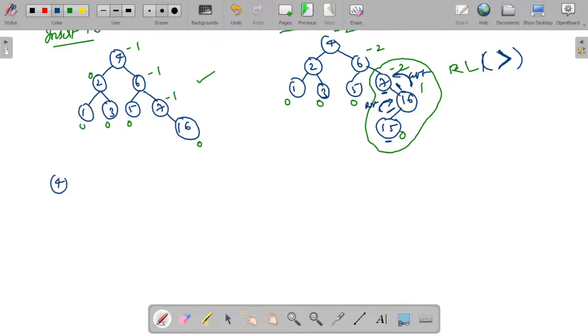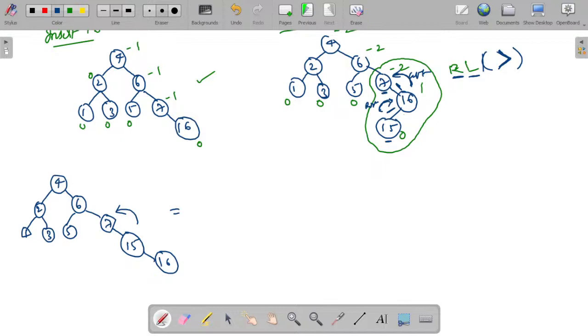So 4 stays as it is. 6 stays as it is. And here 7 also stays as it is, because in RL rotation, the first rotation, the right rotation, should be performed between the grandchild and the parent node. So between 16 and 15 the rotation is performed. 15 is pushed up and 16 is pushed down. Now we should not compute the balance factors immediately. We have to perform the next rotation also. What is the next rotation we should perform? Left rotation, performed between 15 and 7.